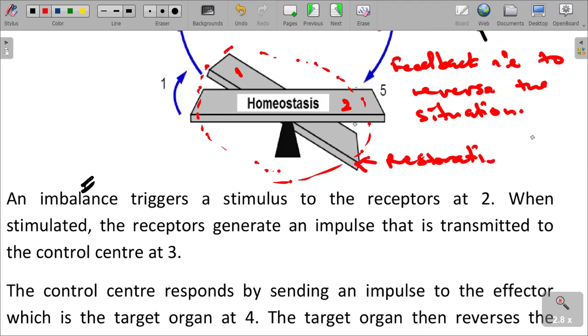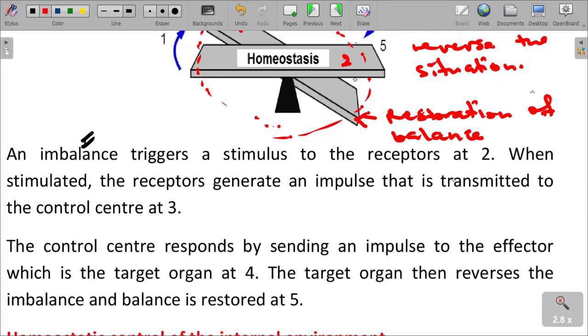Restoration of balance. Restoration of balance. This is quite interesting, and so nicely and scientifically expressed with regard to the balancing of the internal system.